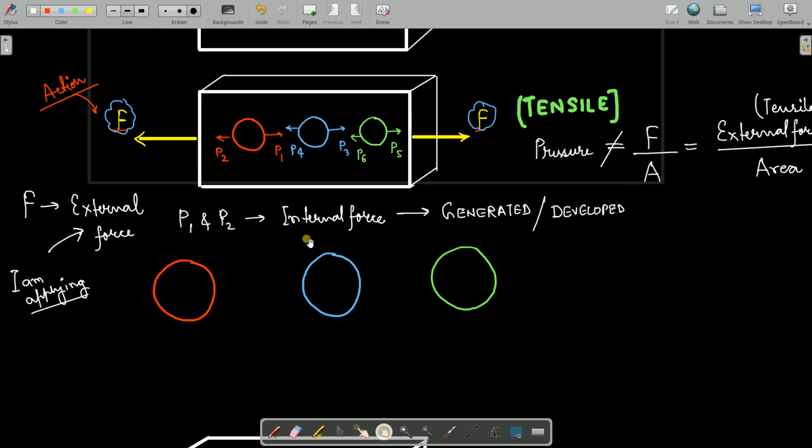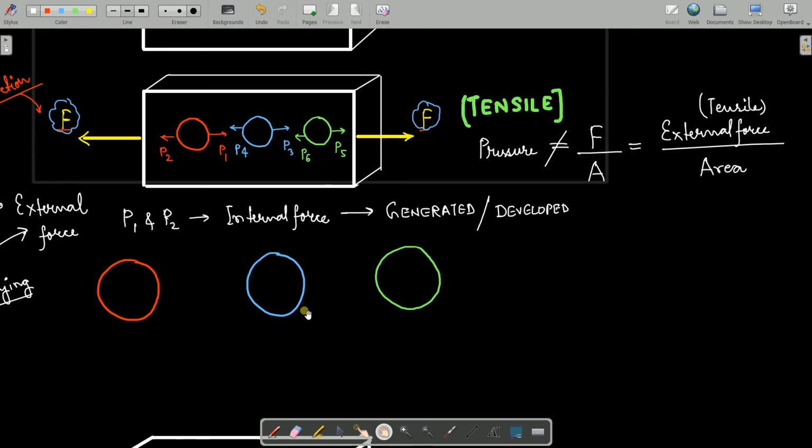Now, if I take this internal force P1 and divide it by area, I will call this my internal force per unit area. And this internal force is of which nature? It is of resisting nature.